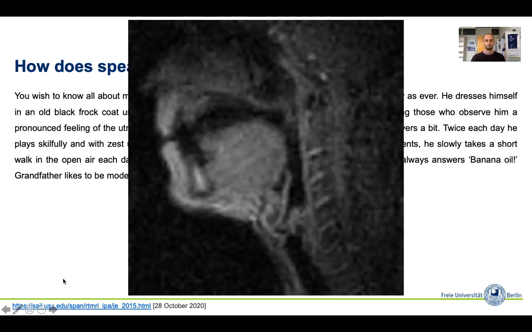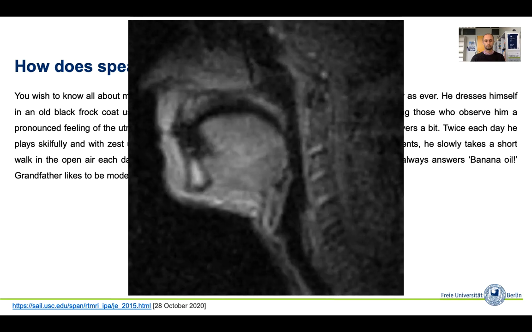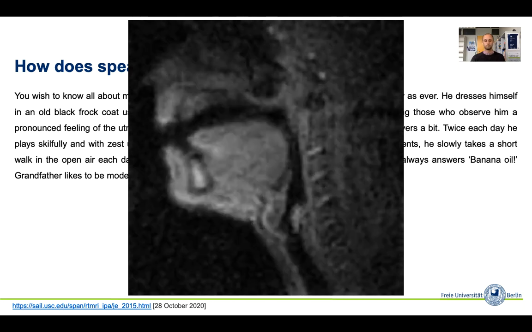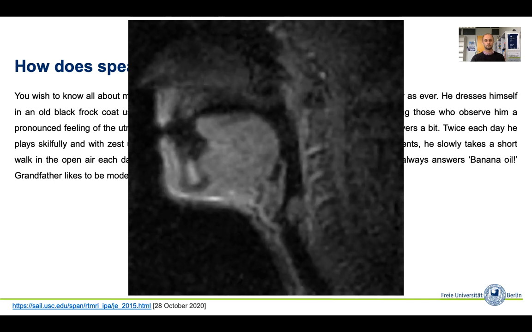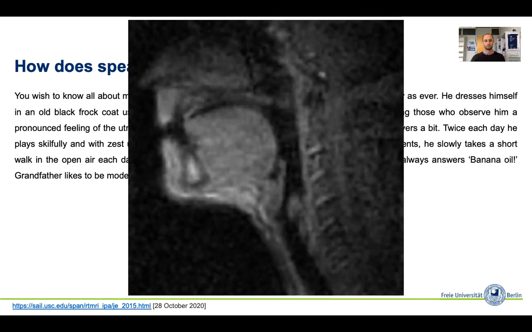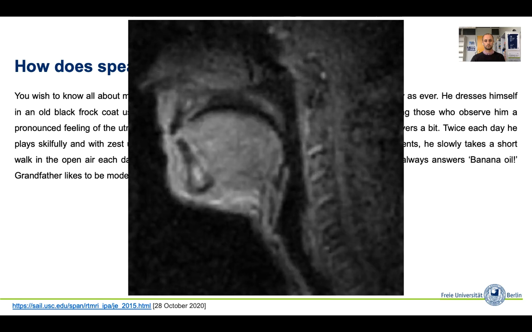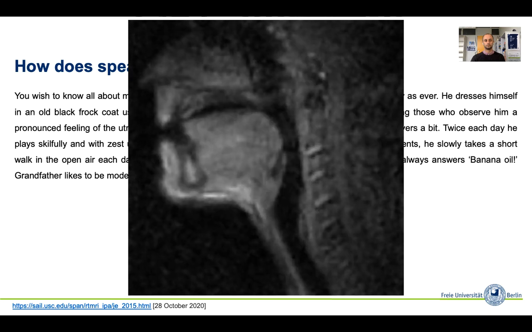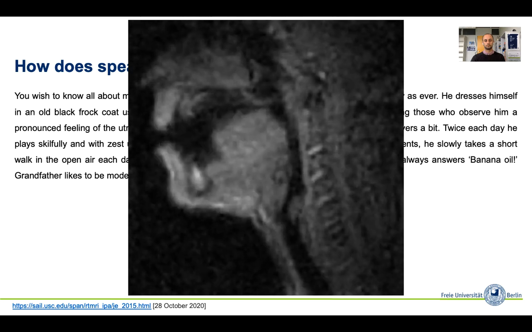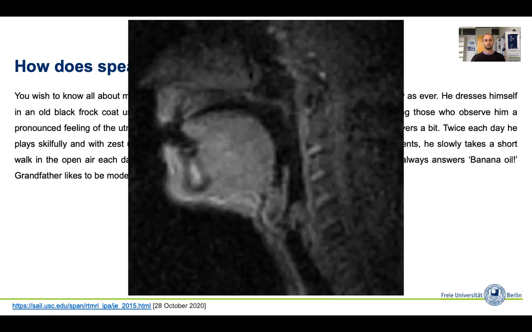You wish to know all about my grandfather. Well, he is nearly 93 years old, yet he still thinks as swiftly as ever. He dresses himself in an old black frock coat, usually several buttons missing. A long beard clings to his chin, giving those who observe him a pronounced feeling of the utmost respect. When he speaks, his voice is just a bit cracked and quivers a bit. Twice each day he plays skillfully and with zest upon a small organ. Except in the winter when the snow or ice prevents, he slowly takes a short walk in the open air each day. We have often urged him to walk more and smoke less, but he always answers, "Banana oil." Grandfather likes to be modern in his language.